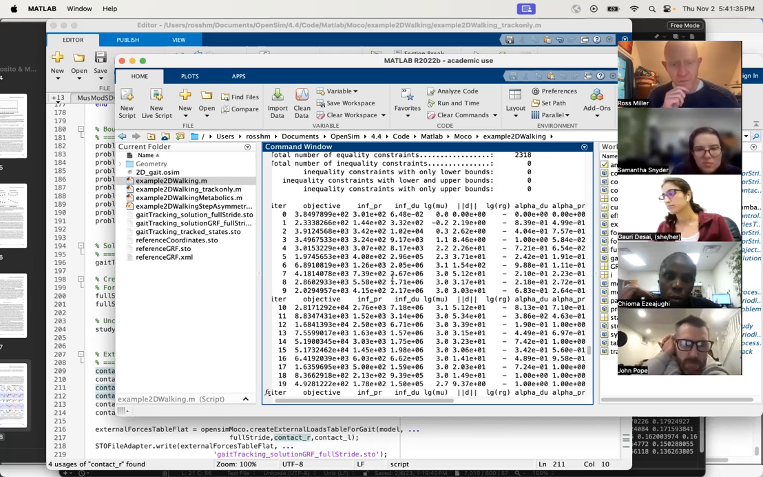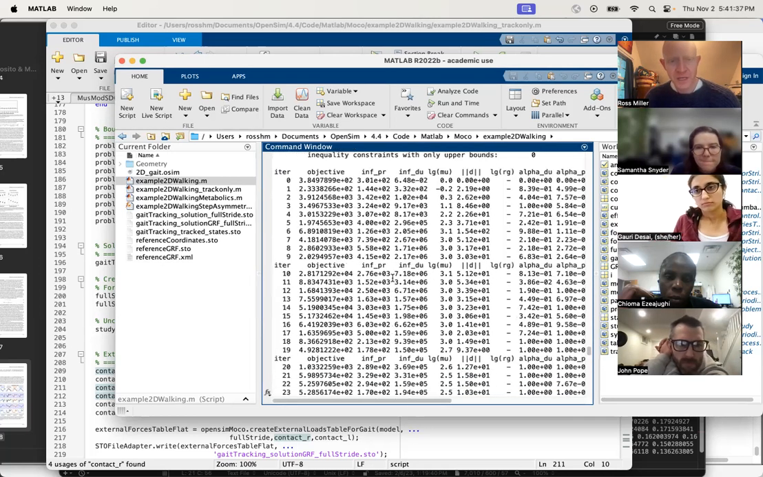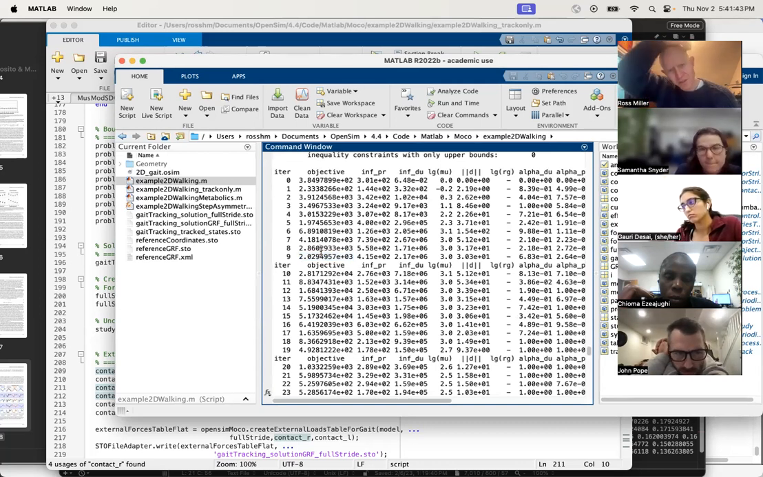The numbers that you want to pay attention to here, this first one is the value of your cost function. And this is a good thing to use to set up your cost function in a way that you can look at this and get some intuition on what's a good result.